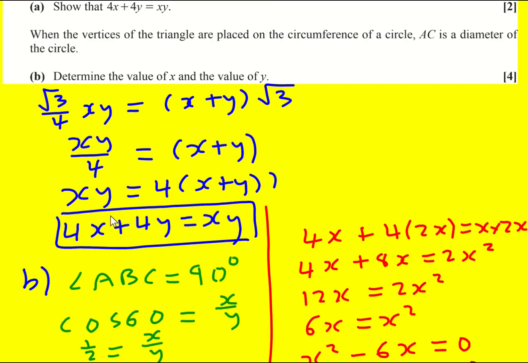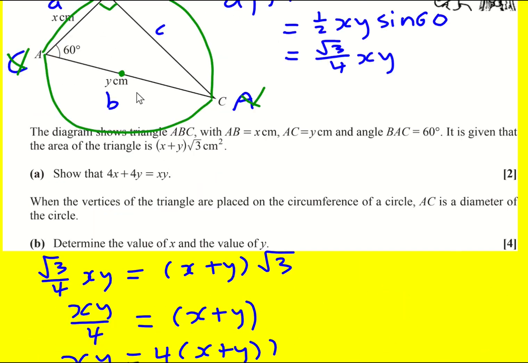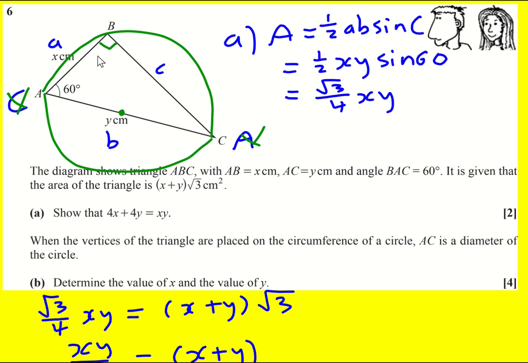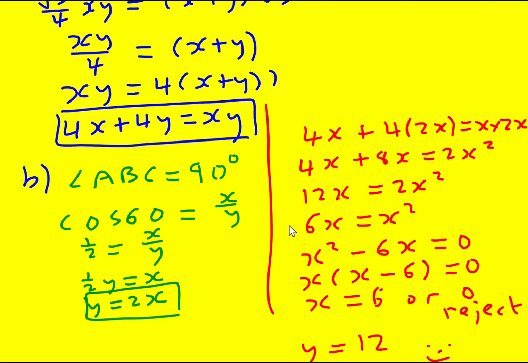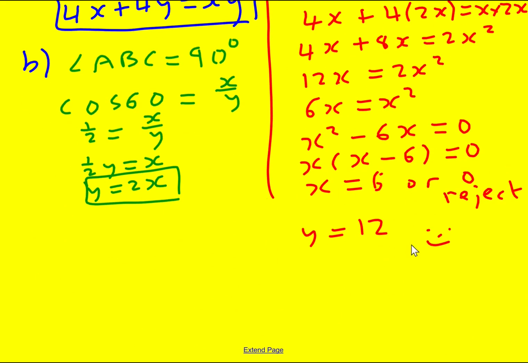So we've used the first part, then we've used this circle theorem, angle in a semicircle, to get a right angle there, related x and y in a different way. We've related it using area, now we've related it using trigonometry. Two equations, two unknowns, simultaneous equations, solve it. x is 6 and y is 12. Brilliant.